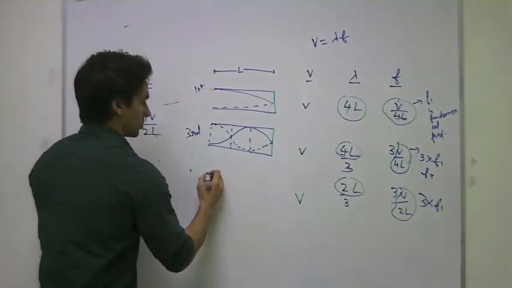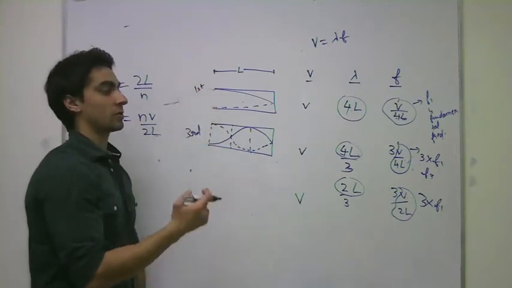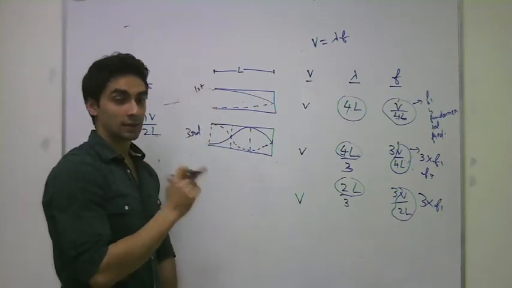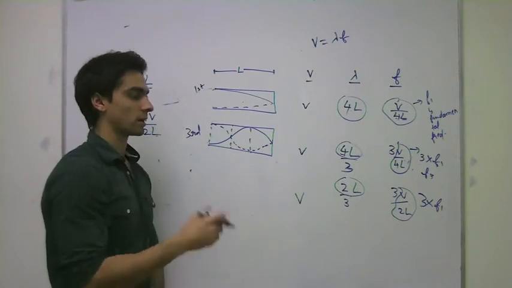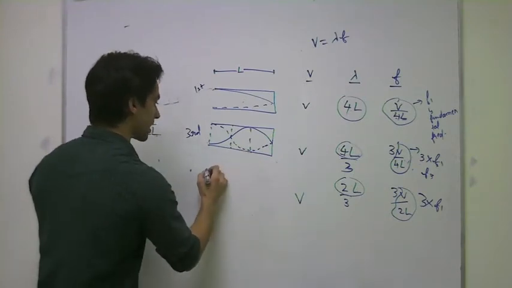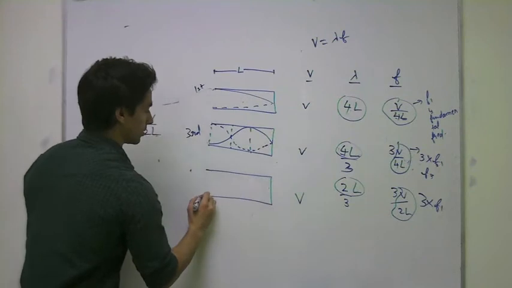So as a pattern here, we will notice that there are no even harmonics for a pipe closed at one end. There are only odd harmonics. So the next harmonic then should be the 5th harmonic.